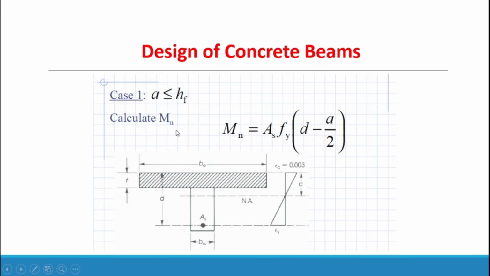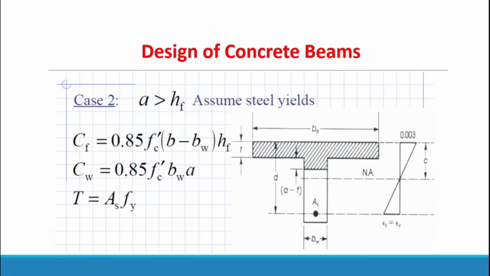And to calculate the nominal moment, M sub n is equal to A sub s times f sub y multiplied by d minus a over 2. For case 2, we have a is greater than h of f, and we assume that the steel yields. C of f is equal to 0.85 fc prime times b minus bw multiplied by h of f. And CW is equal to 0.85 FC prime BW times A, which means that the neutral axis is below the depth of the flange, which is at the web portion of the T-beam.